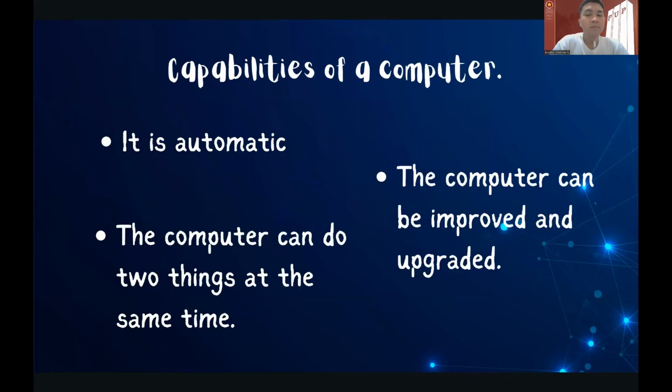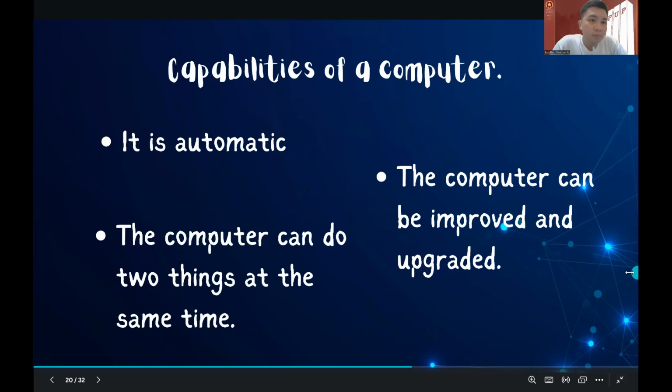So capabilities of a computer, kung tayo merong capabilities, meron din yung computer. So I have three capabilities of a computer here. It is automatic. The computer can do things at the same time. Computer can also multitask like us, and the computer can be improved and upgraded, and many more. I just wrote three here.